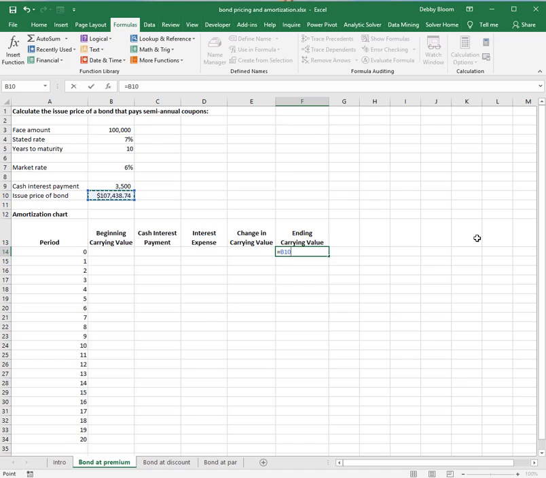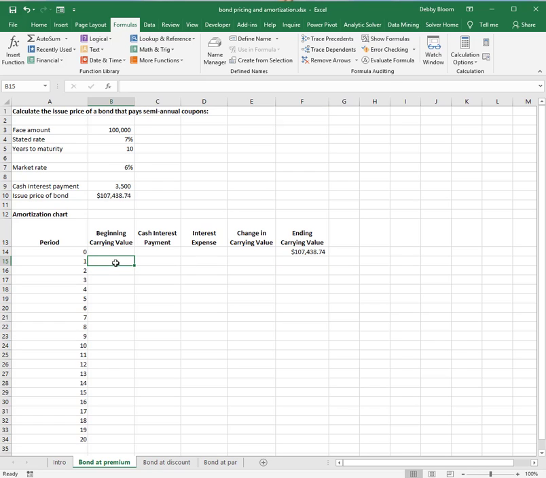So I'm telling Excel that whatever is in cell B10, whatever is the issue price that I calculated for the bond, I want that same exact value as the ending carrying value for period 0. Now we're going to start our amortization chart.